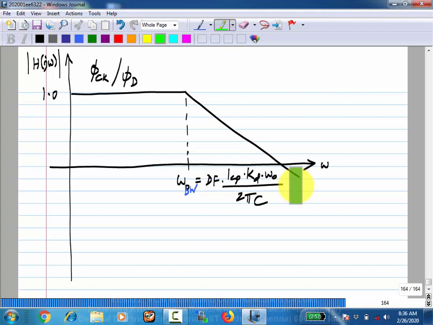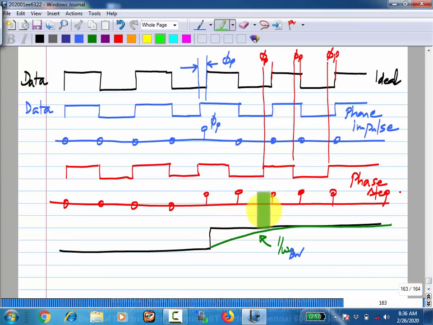Similarly, if ICP is higher, that means that at every transition you push a lot more current and you push it by a lot more. The same thing goes for this KD, the gain of the delay. That is, for every unit change in control voltage, the delay changes by a lot. So that means that the correction applied is a lot, and this exponential here will build up more rapidly. So those things also make sense.